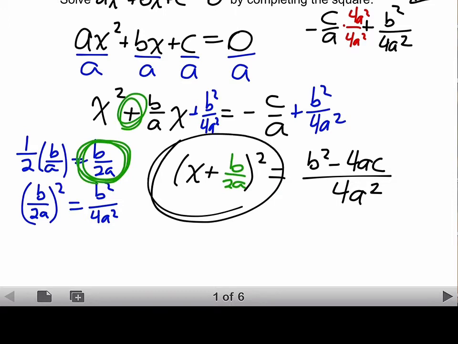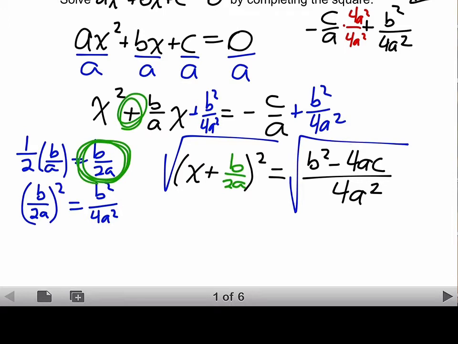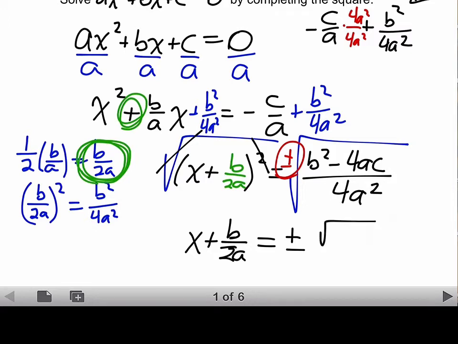At this point, we have something squared equals a thing in an equation, right? So we can square root both sides, not neglecting the plus or minus. The square root cancels out the squared on the left-hand side. We end up with x plus b over 2a. And on the right-hand side, we get plus or minus. We're going to square root the numerator and get nothing pleasant, the square root of b squared minus 4ac, but square rooting the denominator, 4a squared, gives us 2a.